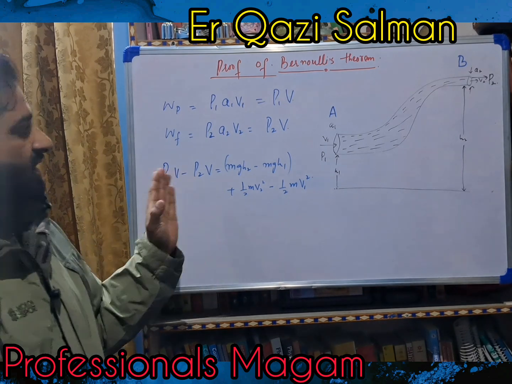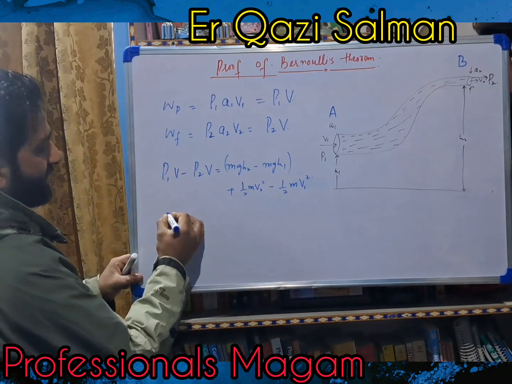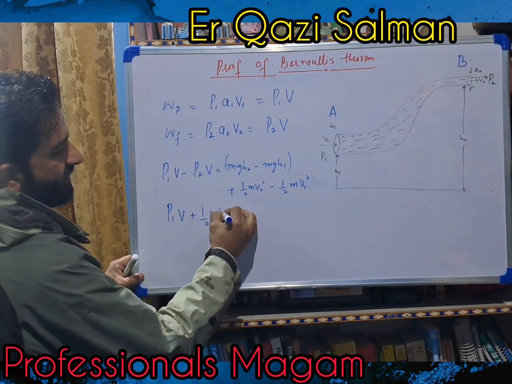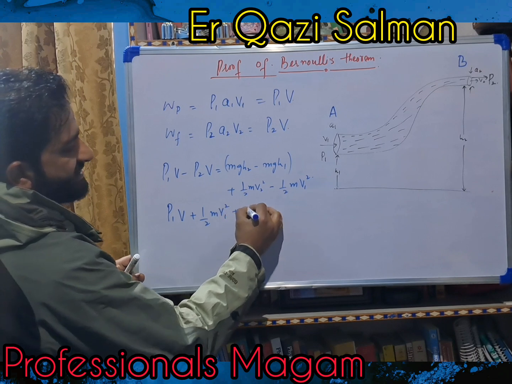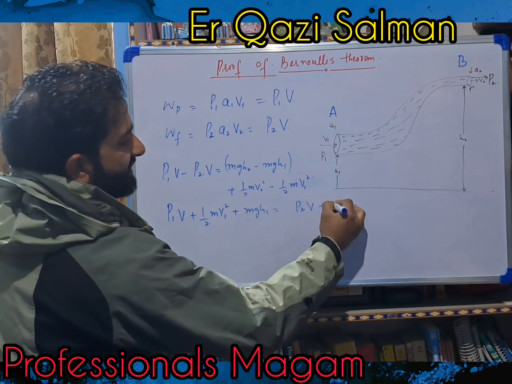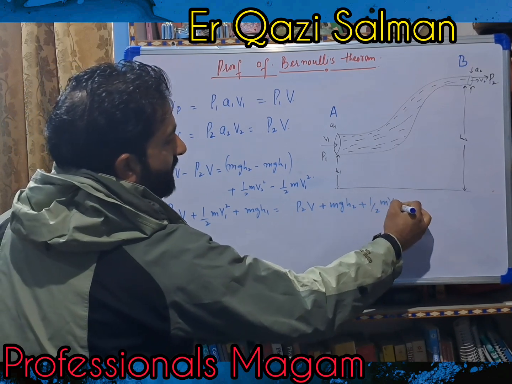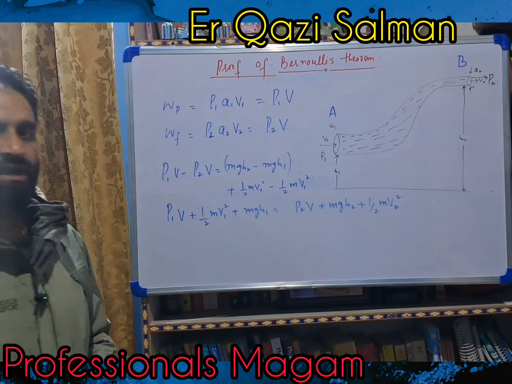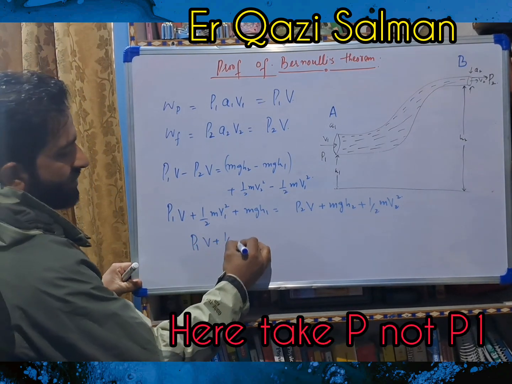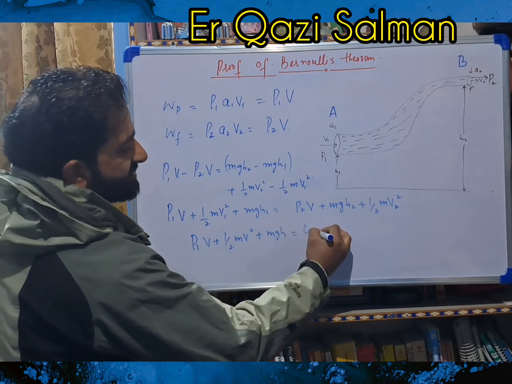Getting the variables with 1 on one side and the variables with 2 on the other side, we get P1V plus 1 by 2 m v1 square plus mgh1 is equal to P2V plus mgh2 plus 1 by 2 m v2 square. That means we can say that P1V plus 1 by 2 m v square plus mgh is equal to a constant.